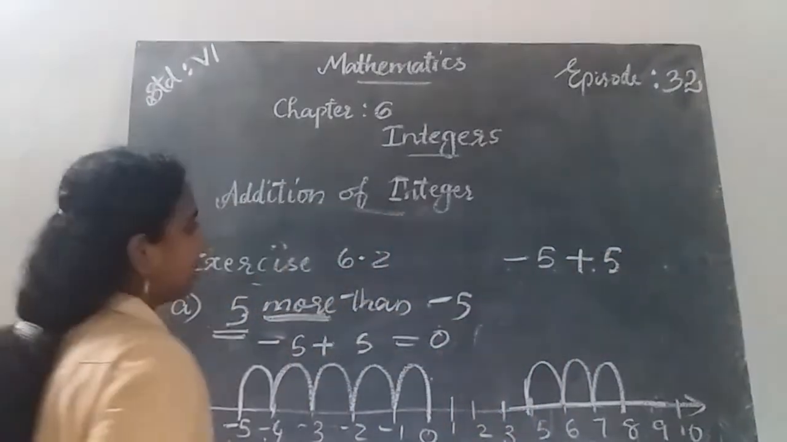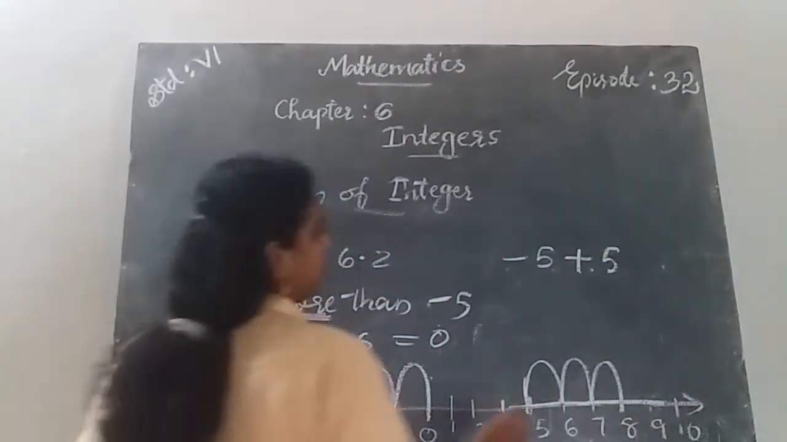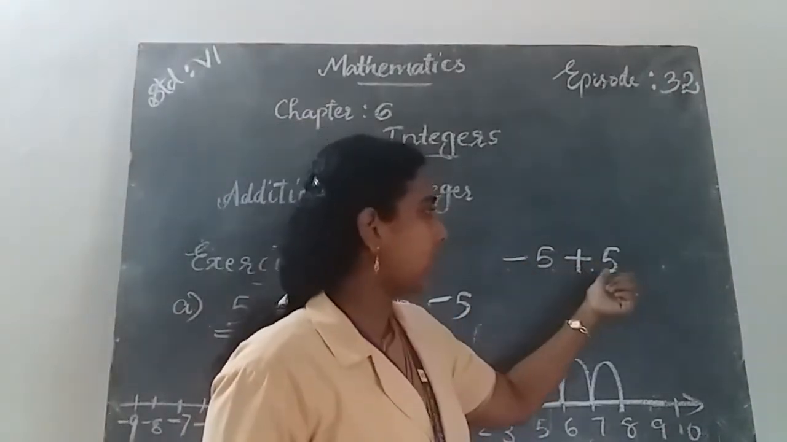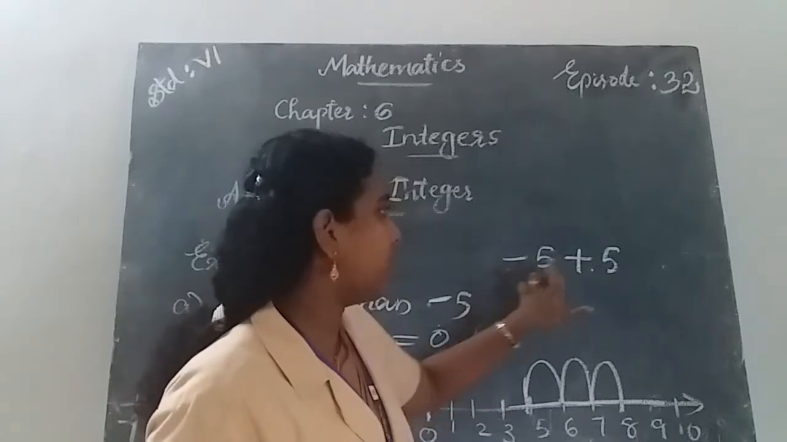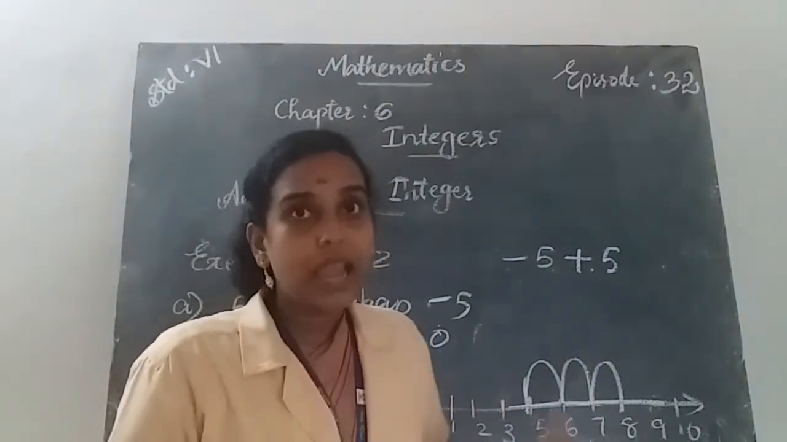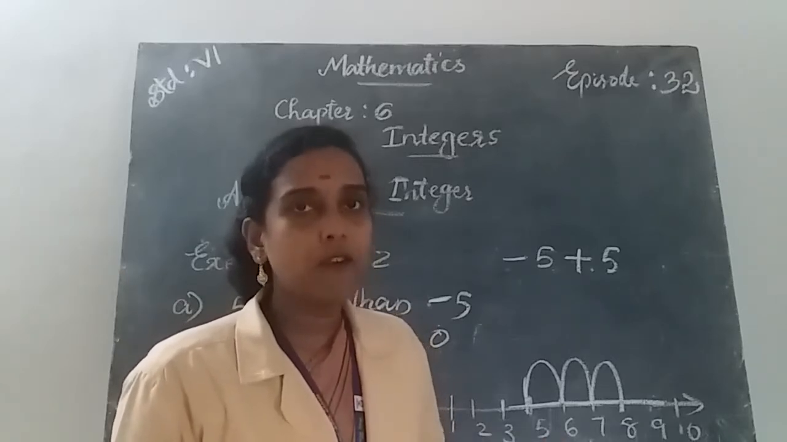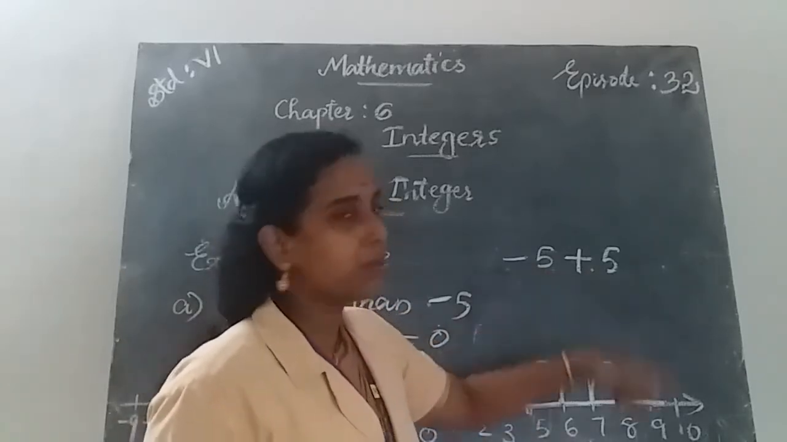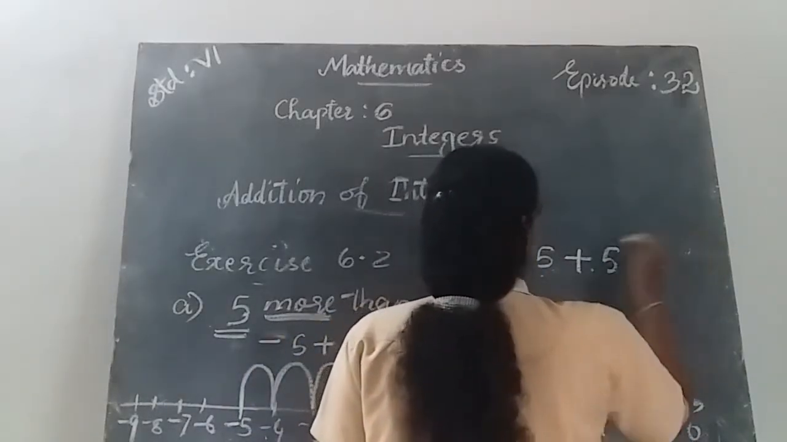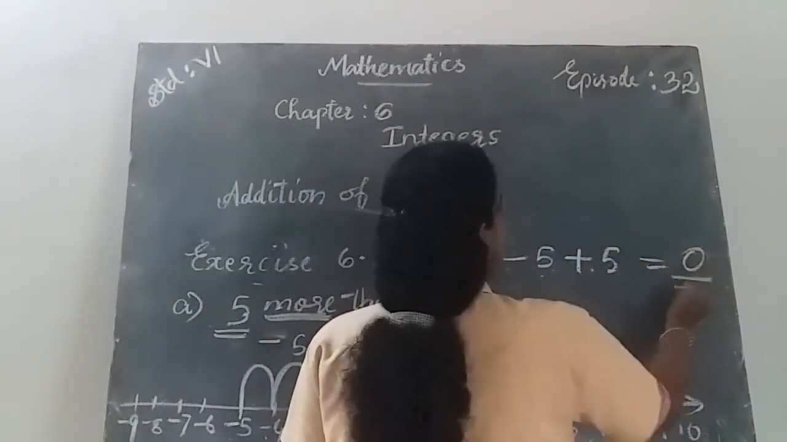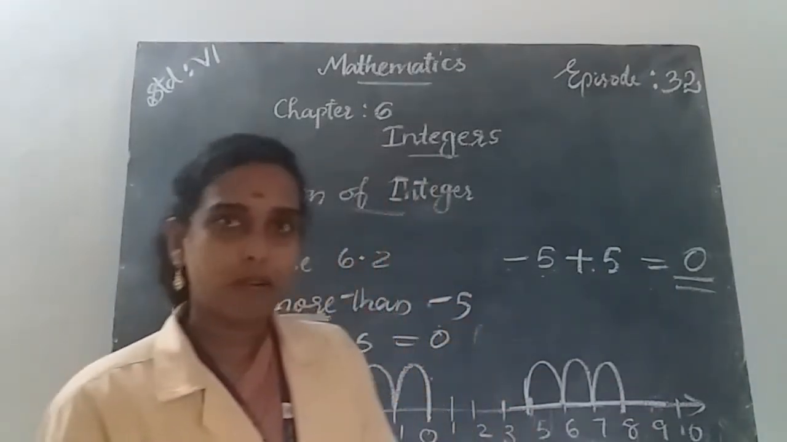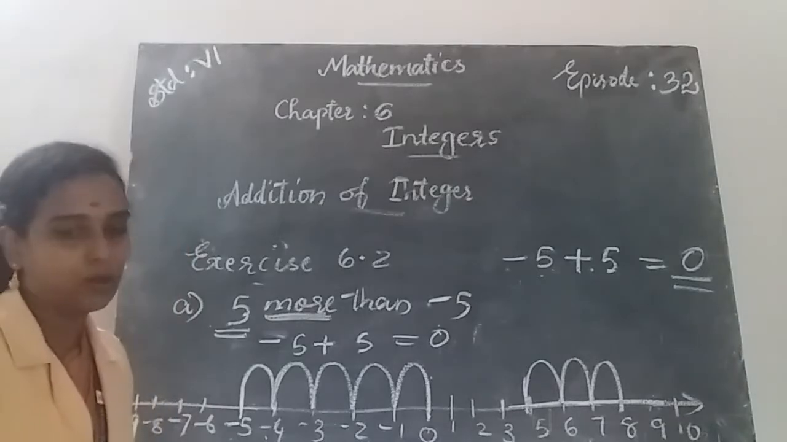5 more than -5 is -5 plus 5. These are two opposite integers, a negative integer and a positive integer. For addition of a negative integer and a positive integer, we subtract the integers, then take the sign of the biggest number. Here the numbers are the same, so we get 0. And here the 0 is neither positive nor negative. So we get 0.